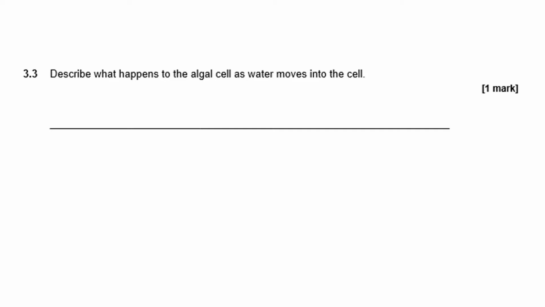Okay, question 3.3. Describe what happens to the algal cell as water moves into the cell. So this is the same with plant cells, which came up in the osmosis section and on the osmosis required practical. There's a couple of answers you could give. The ideal answer is if you've put turgid, goes turgid. That's fantastic, well done. They will, however, also accept swollen.